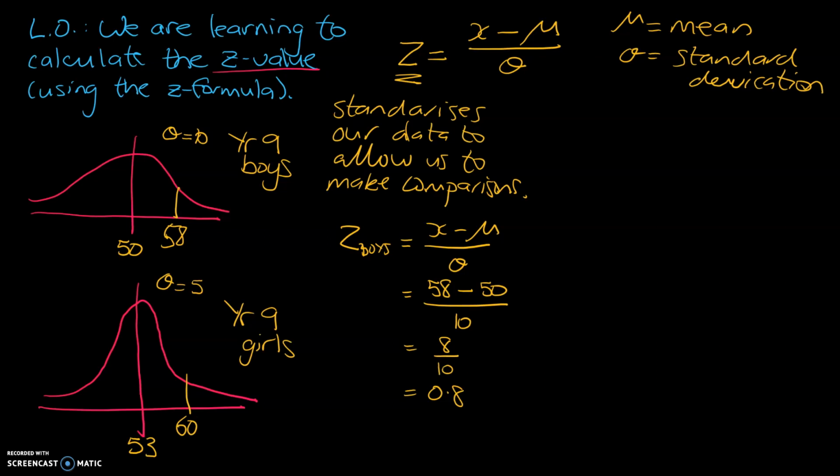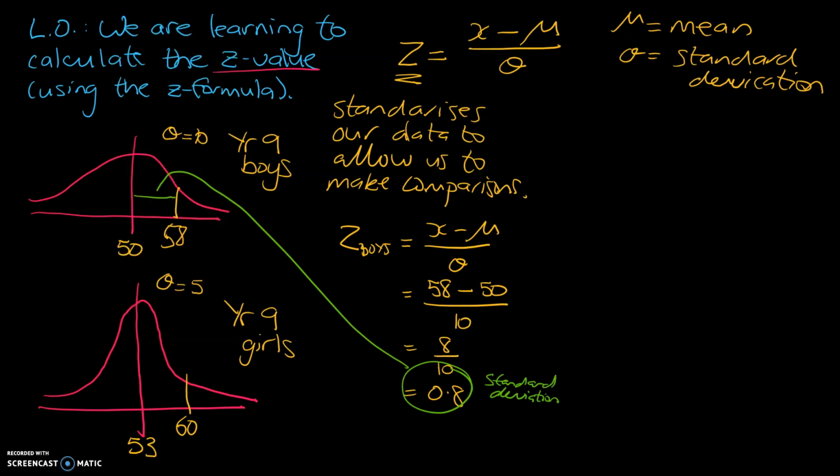So what that means, I'm just going to change pen color so we can demonstrate. So what that means is the gap between the boy and the mean is 0.8 standard deviations. Because it's positive, we know they're clearly above the mean, and it means they're 0.8 standard deviations away from the mean.